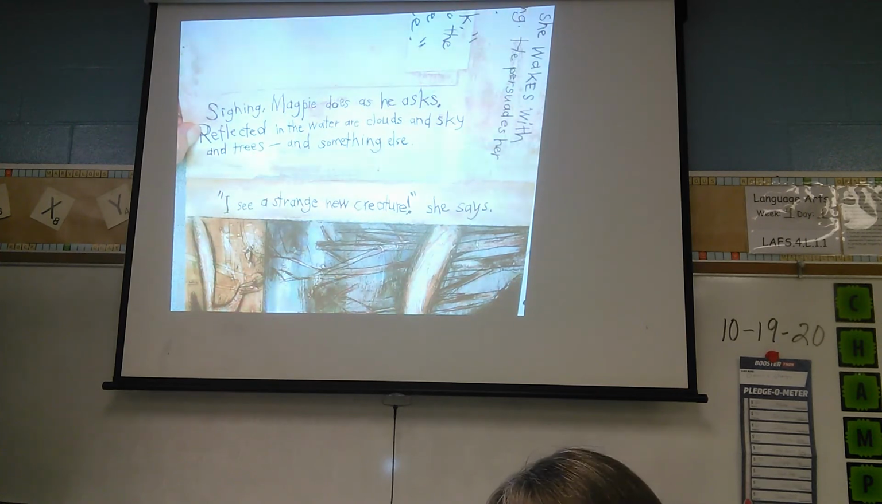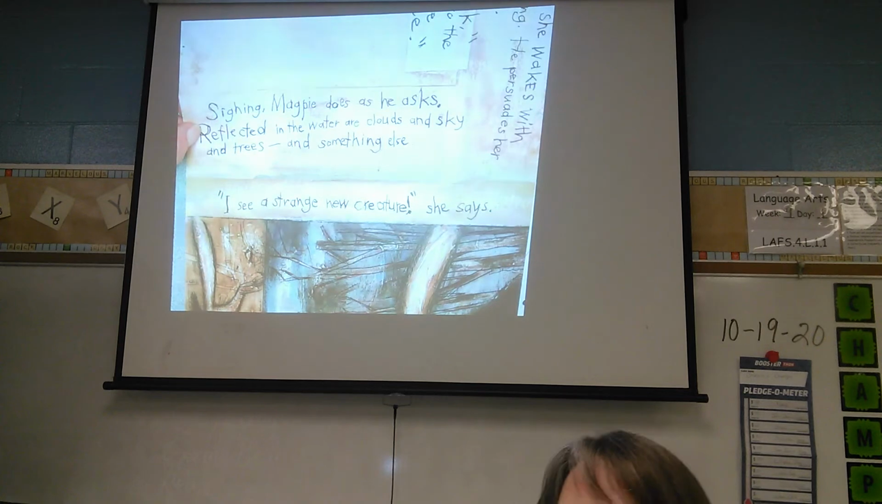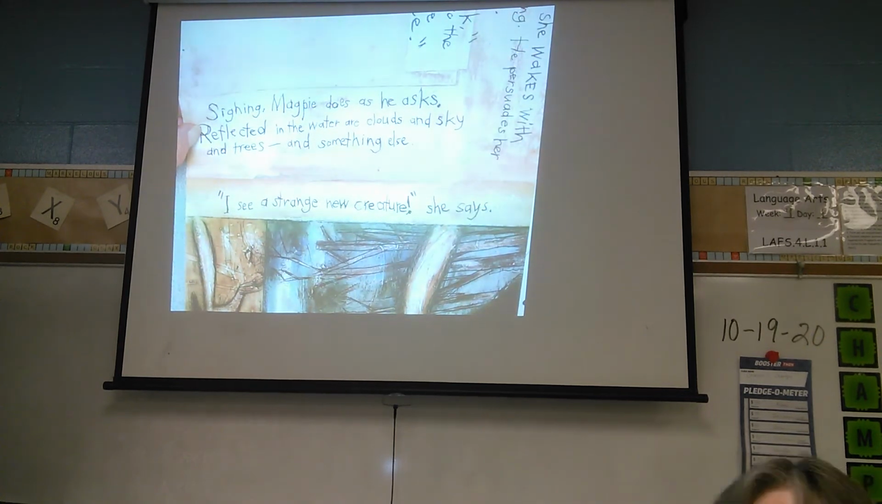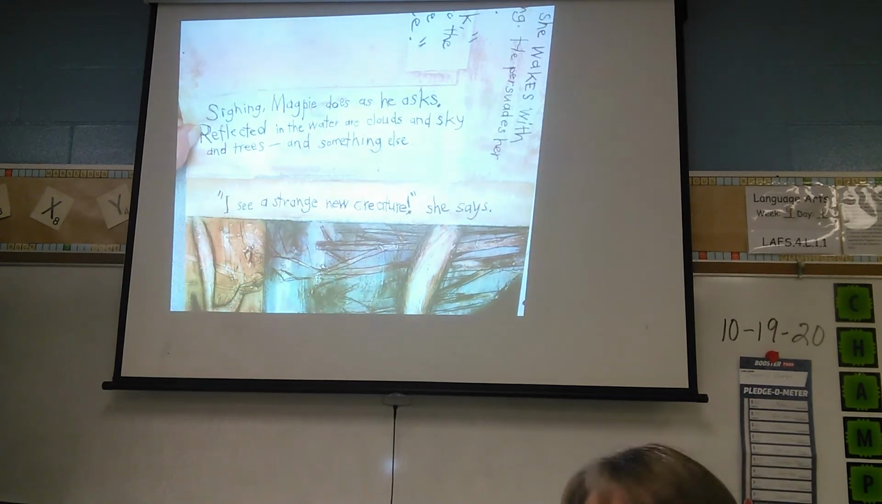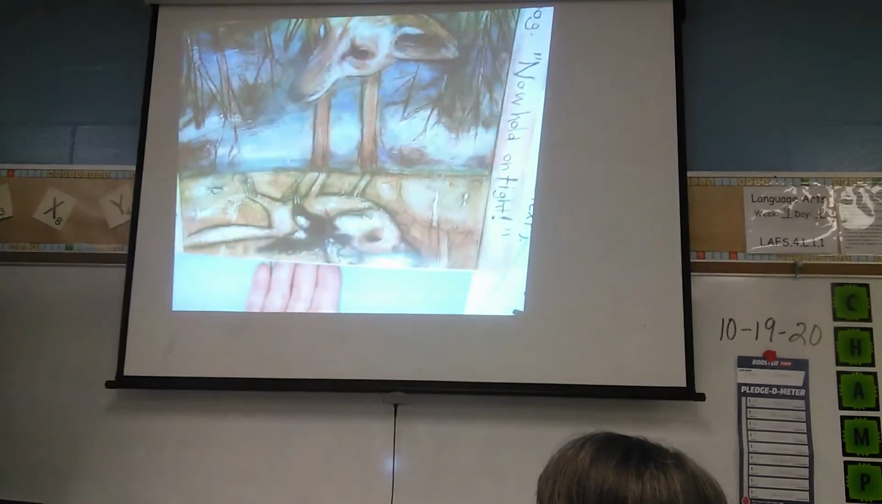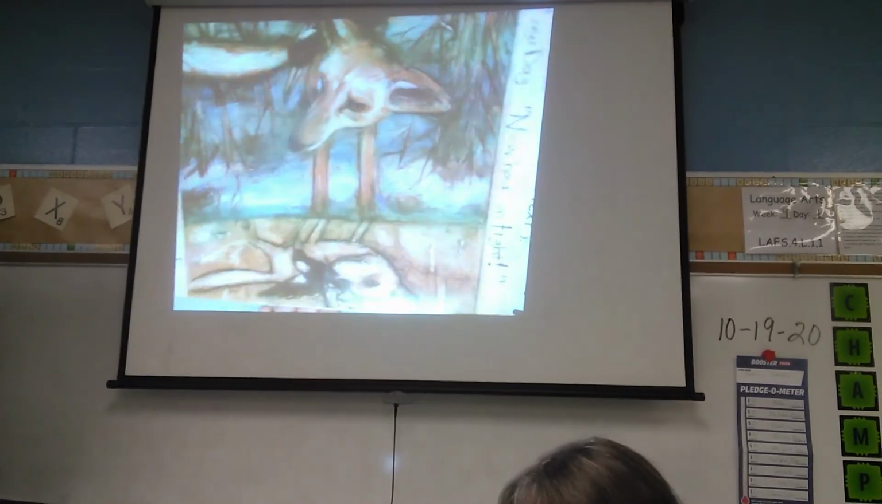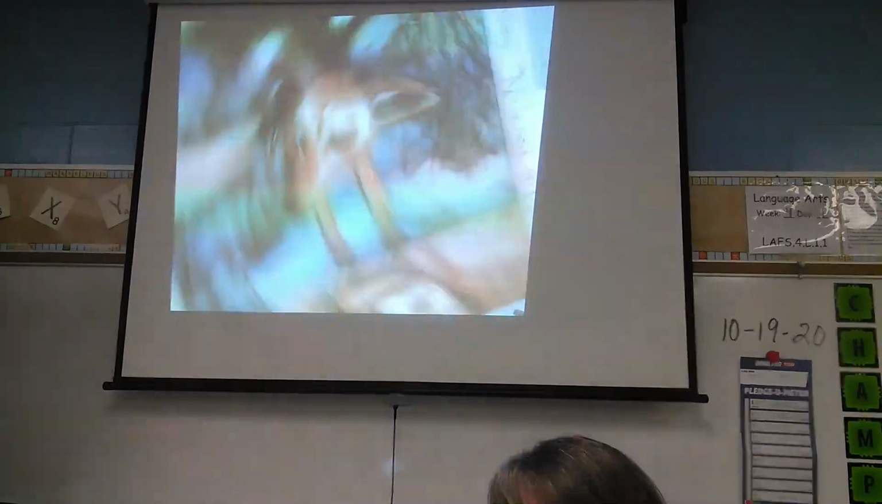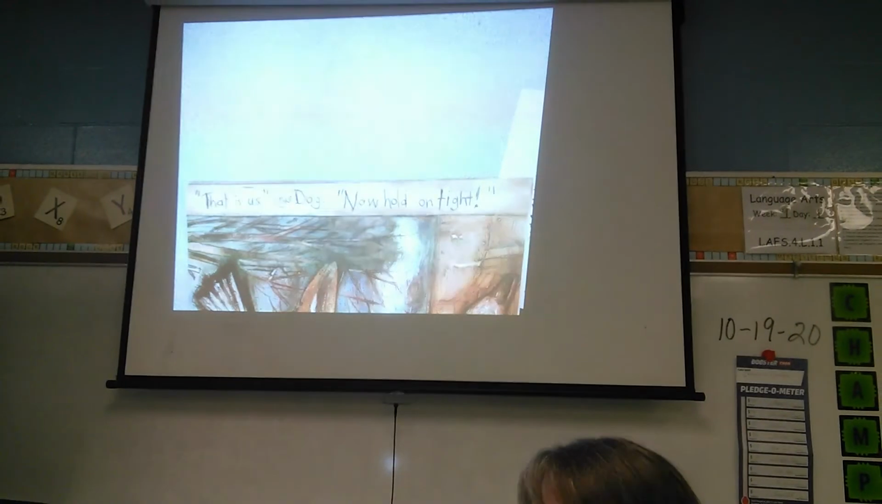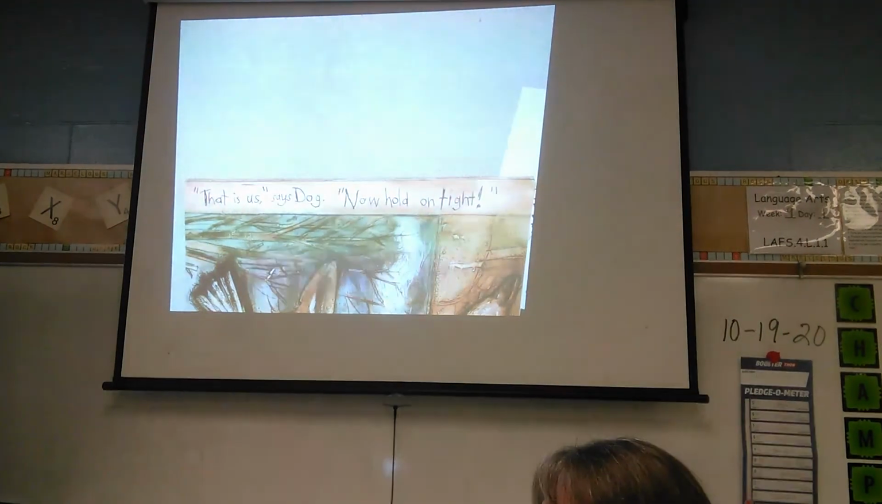Paige? Those are things that she sees when she's flying, right? That's where we find birds, in the sky with clouds and in trees, right? And you can see what she's seeing is their reflection. And she says, and Dog says to her, that is us. Now hold on tight.